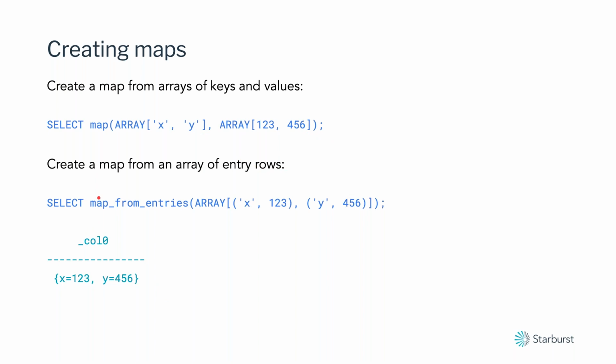The other way is we can use the map from entries function, which takes an array of row values. All the row values have to have the same data type.